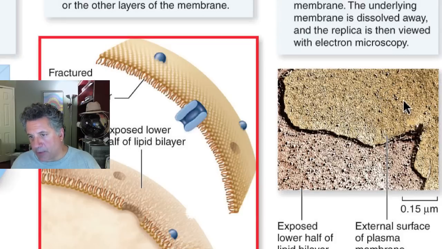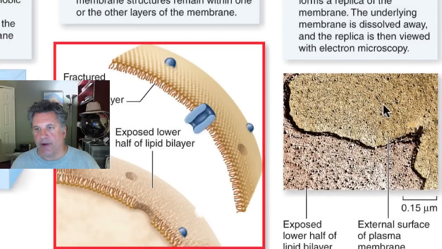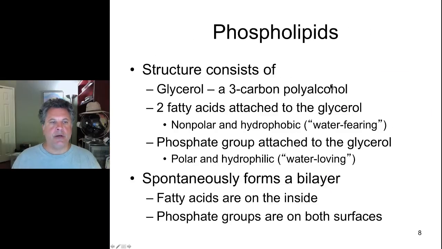And you can actually see proteins sticking out of the upper half as well into the extracellular environment. So we know about the structure of phospholipids. Glycerol is a 3-carbon polyalcohol, and there are 2 fatty acids, remember, attached to that glycerol. And the phosphate group is attached to the glycerol as well, endowing the phospholipid with a water-loving or hydrophilic head.